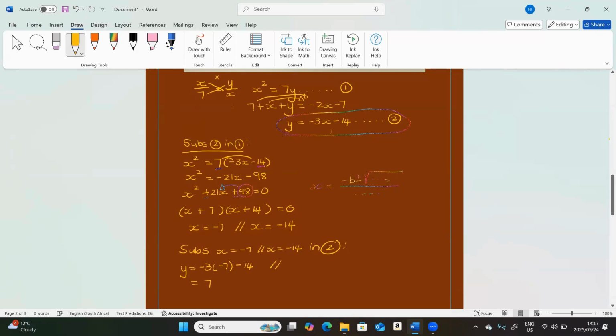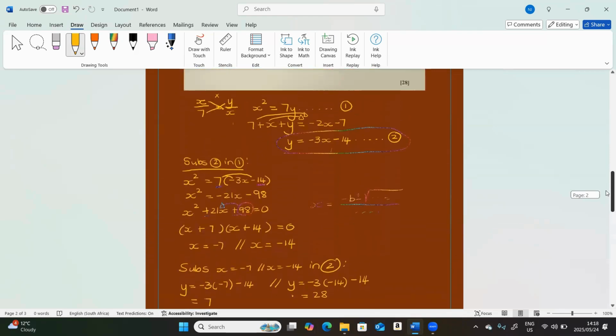Okay, then on the other hand, if we go and replace x in equation number 2 with -14, you would then get that the y value would be equal to 28. Okay, guys, and there you have your answer. Yes, that was basically the question that was asked of you guys.